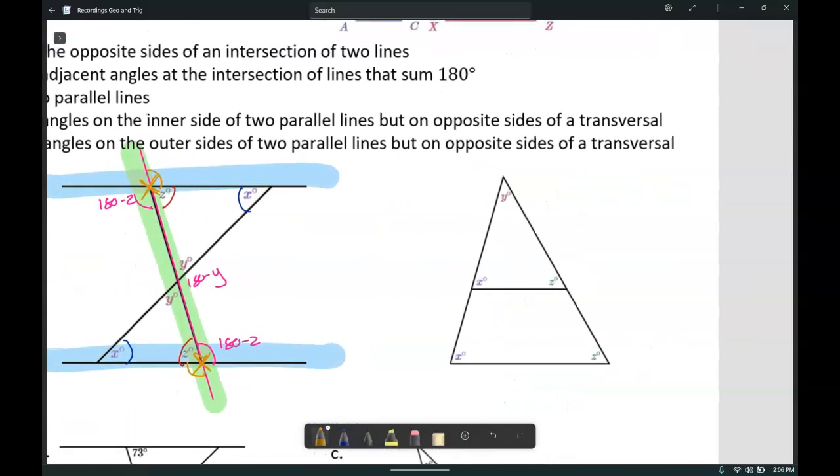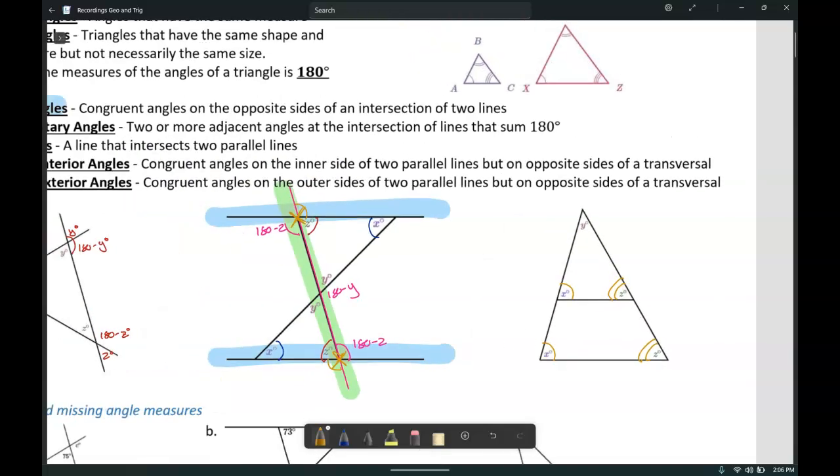We also have similar triangles placed inside of each other. Here we have a smaller triangle inside of a much larger triangle. Well, when we have one triangle placed inside the other like this, we have similar triangles. And when we have similar triangles, these corresponding angles are going to be congruent. So we see how we have x and z being the congruent angles.